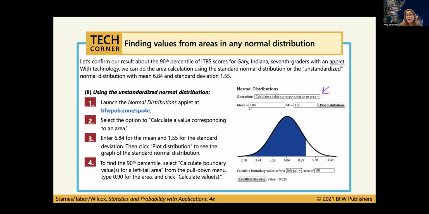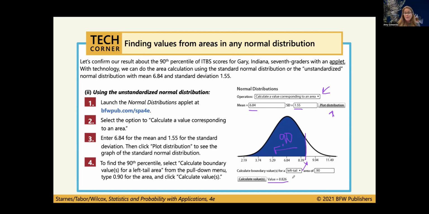So you're going to put in your mean of 6.84, your standard deviation, then you click plot distribution. Okay. This is our 90%, our 0.90. So we want the area to the left. This is what we're trying to figure out. Where is this boundary line? So it's left tail with an area of 0.90. And when you click calculate the value, you can see that score needs to be an 8.826.